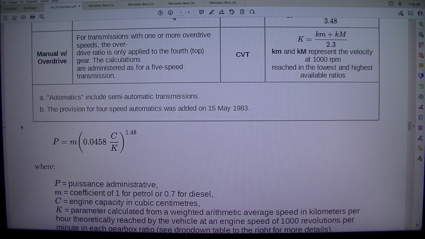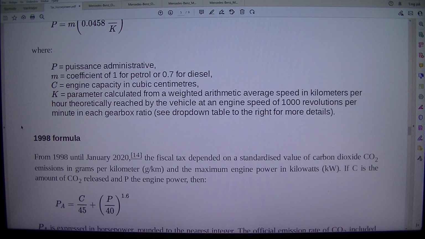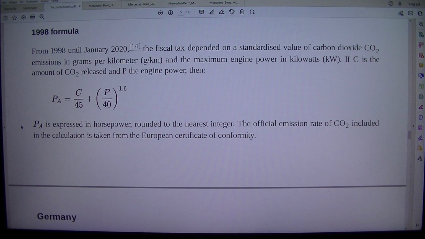1998 formula. From 1998 until January 2020, 14. The fiscal tax depended on a standardized value of carbon dioxide CO2 emissions in grams per kilometer, g/kilometer, and the maximum engine power in kilowatts, kilowatt. If C is the amount of CO2 released and P the engine power, then is expressed in horsepower, rounded to the nearest integer. The official emission rate of CO2 included in the calculation is taken from the European Certificate of Conformity.